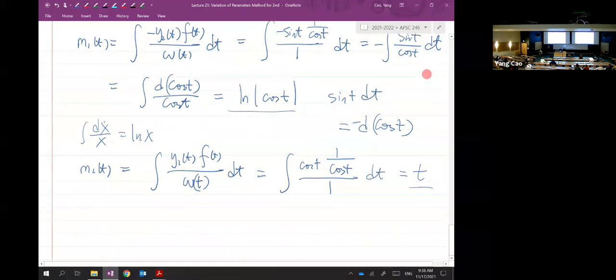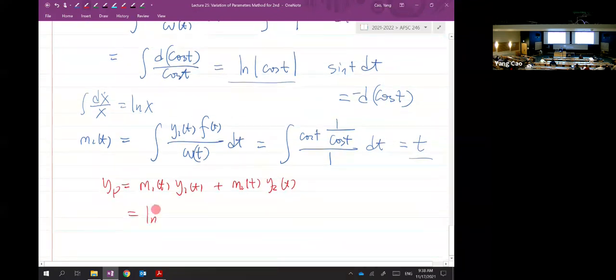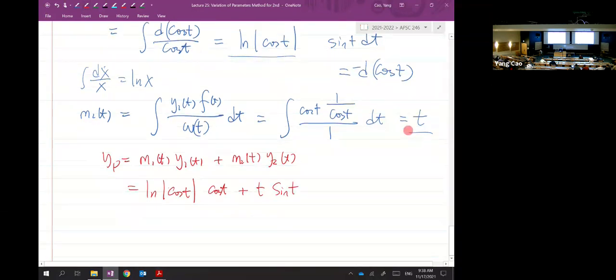So now your M1 of t and M2 of t are both obtained. Then yp equals M1 of t times y1 plus M2 times y2. So that gives us ln absolute cosine t times y1, which is cosine t, plus t times sine t. That's your particular solution, yp. So finally, the general solution is yh plus yp. You already have yh and yp, so put them together, and now you get the general solution.